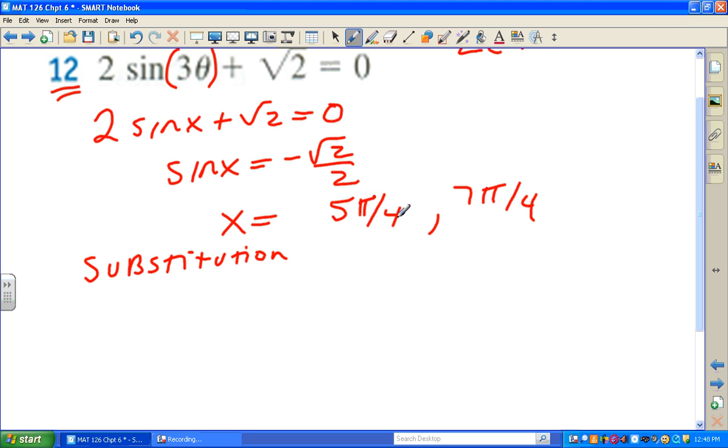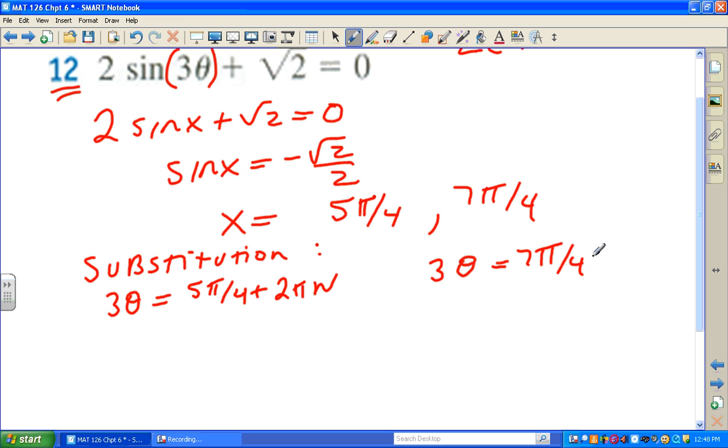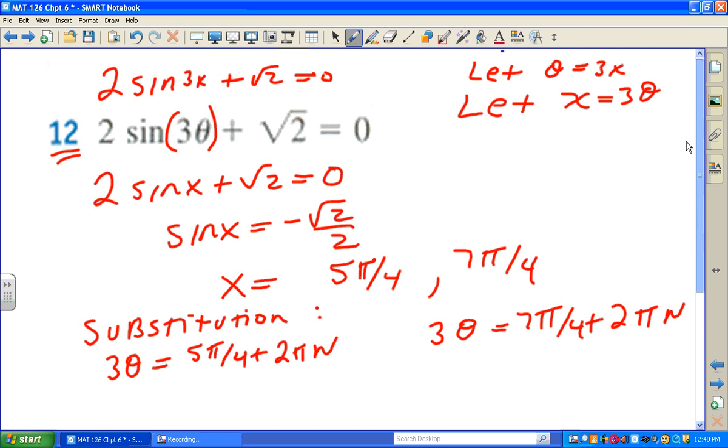Okay? My substitution will be 3 theta equals 5 pi over 4 plus 2 pi n, and 3 theta equals 7 pi over 4 plus 2 pi n. We've already established that for sine and cosine, the period is 2 pi, and those values will repeat every 2 pi radians. Okay? So they repeat. The question said solve for theta.